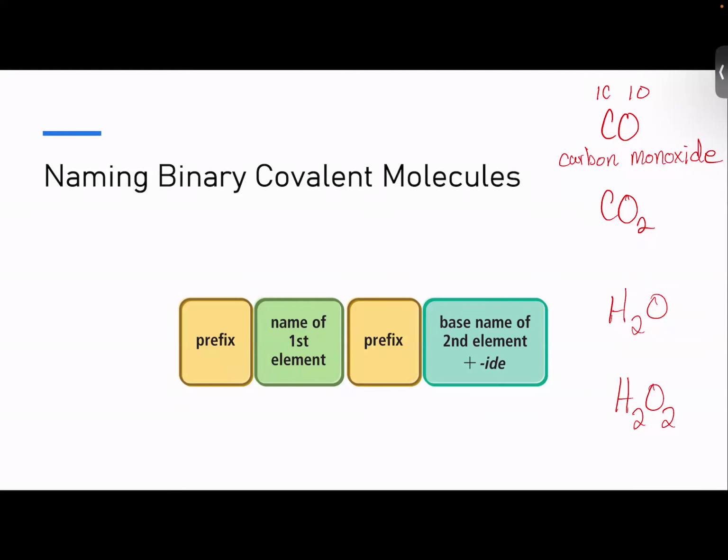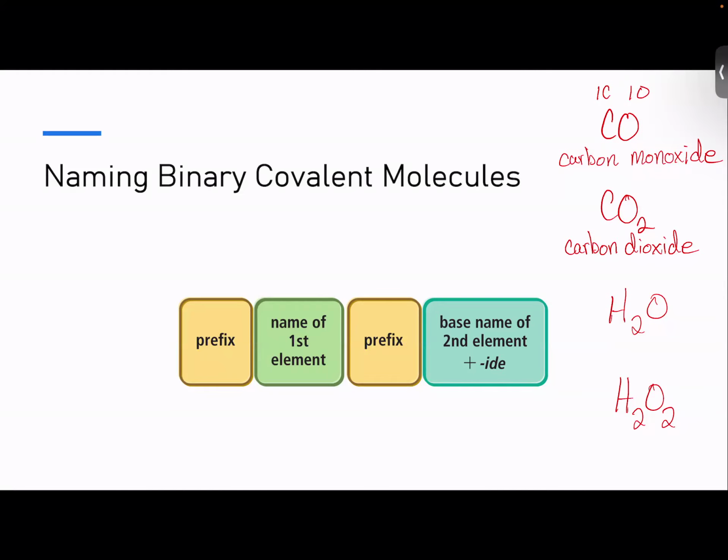The next one, there's one carbon and two oxygens. Again, we don't use the prefix mono on the first element, but we do use a prefix for the second element. So that's carbon dioxide. The name is literally saying there's one carbon and two oxygens. Now, water and peroxide are a little different. I just wanted to use those as examples.